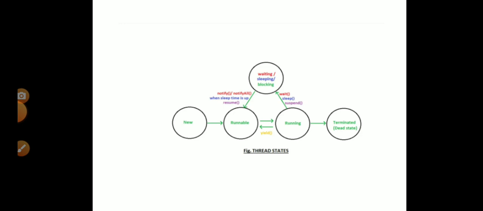Similarly, from the running state, if the wait function, sleep function or suspend function occurs, the thread is moved from the running state to the waiting state, or we can say the sleeping state or blocking state. So this is the basic execution inside the running state, runnable state, and the waiting, sleeping and blocking states.